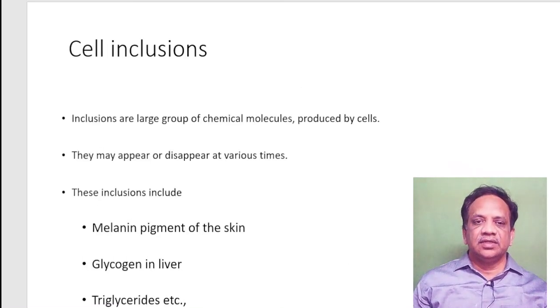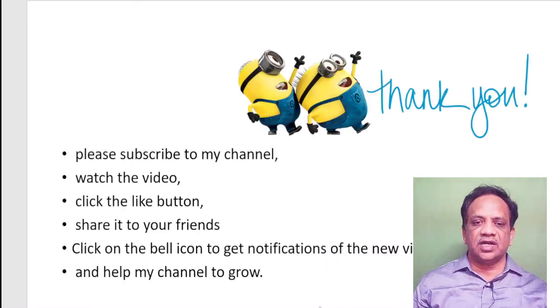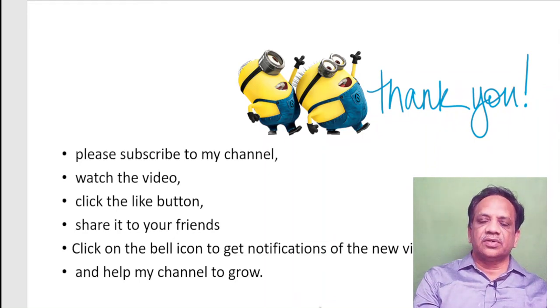If we see the cell inclusions, the inclusions are large groups of chemical molecules produced by the cells. They may appear or disappear at various stages. The inclusions include melanin pigment in the skin, glycogen in the liver, triglycerides etc., and also a few steroids and enzymes. These are all inclusions. With this, we conclude here at the cell. The cell is very important for life, and it is the basic structural and functional unit of our life.